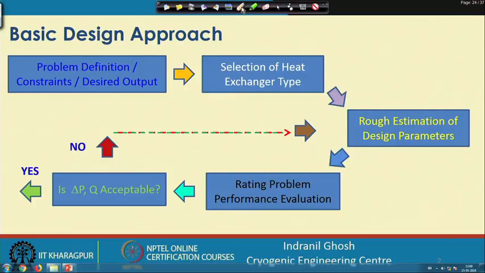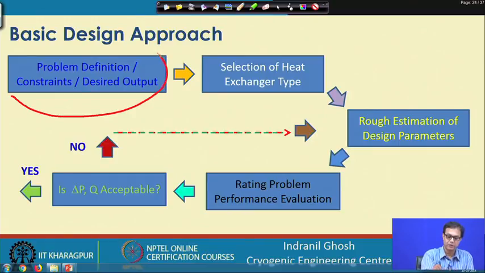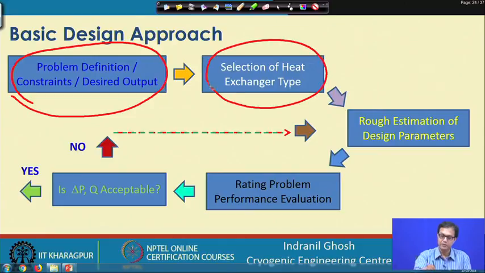first of all we need to define the problem: what is the problem definition, what are the constraints, what are the desired outputs. Based on that, if we have all this information with us, we first select the type of exchanger that we are planning to design. For this case it is already fixed, and we have decided this is the shell and tube type.